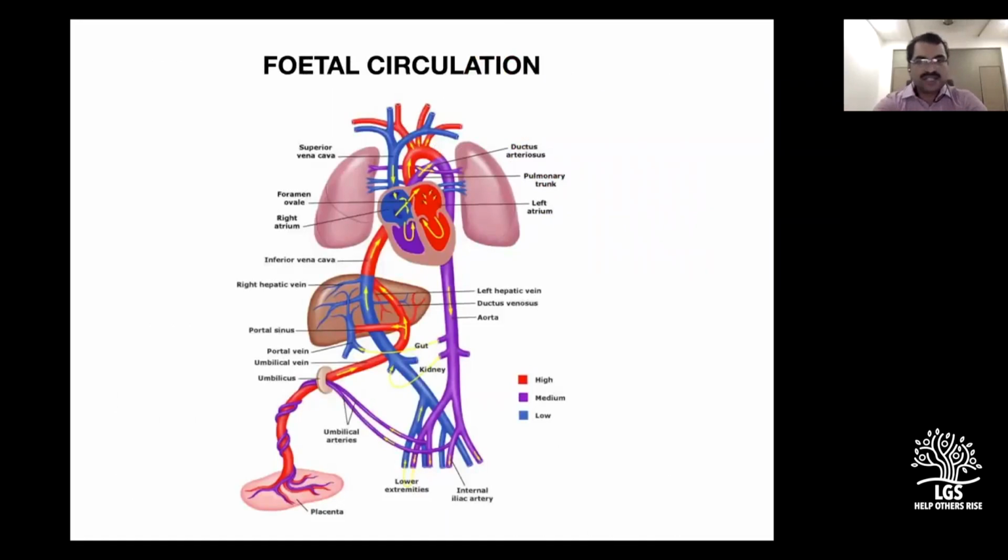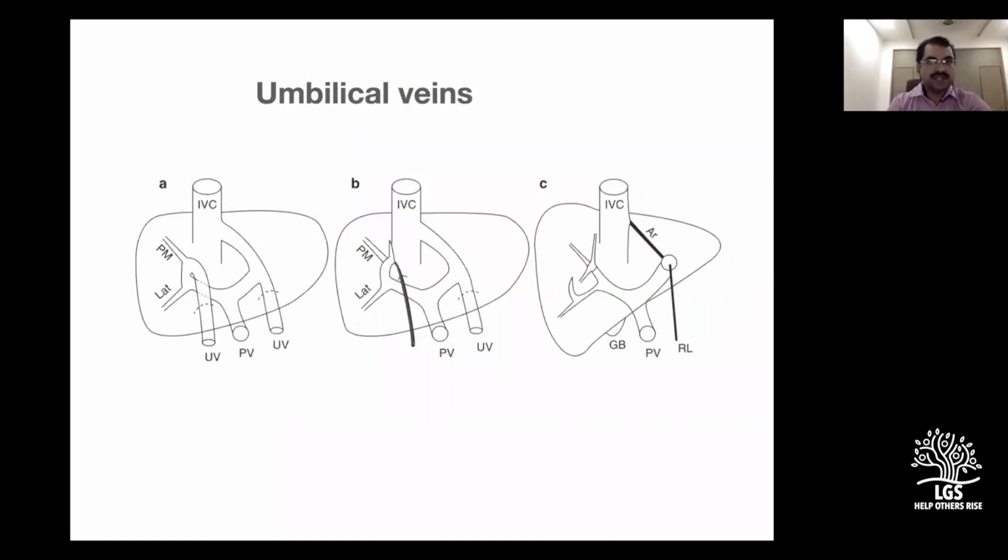So this is fetal circulation. Some of the remnants of fetal circulation remain in the adult as some of the named ligaments. So that is why I put a picture. The ductus venosus becomes the ligamentum venosum, and the left umbilical vein becomes the ligamentum teres.